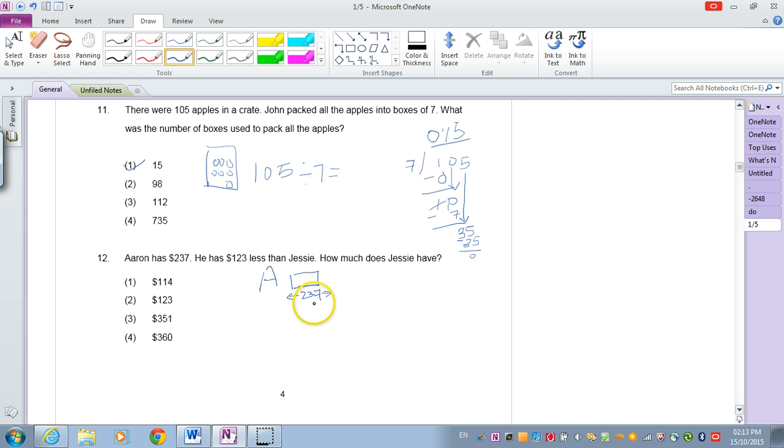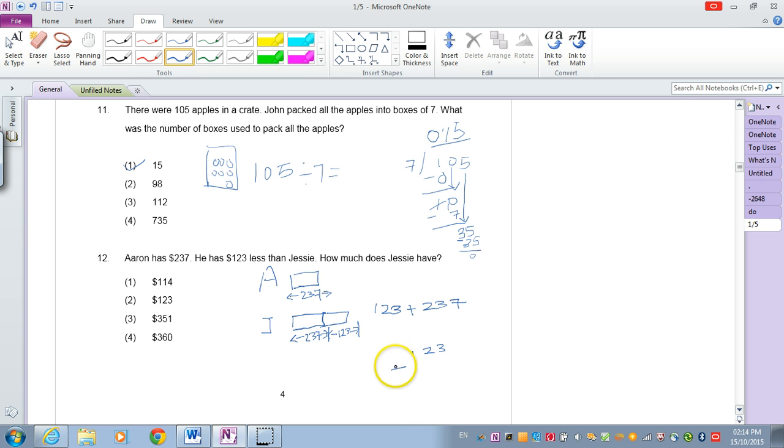Okay, and Jessie has $123 more, because the question says Aaron has $123 less than Jessie. So Jessie would have $123 more. So how do we find how much does Jessie have? We have to use 237 to add 123. So let's do it. 123 plus 237. Okay, so you will do your working.